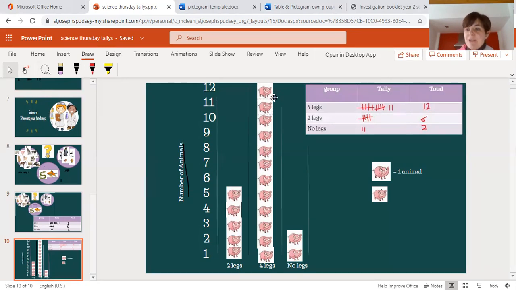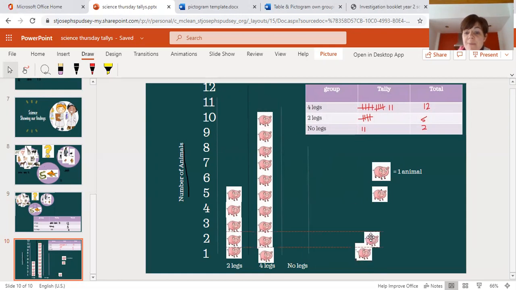Now, in a pictogram, what you do is you use a picture to show or represent something. So I've used one pig to represent one animal. So what I'm going to do is I'm just going to clip a couple of these pigs off, and then we're going to make sure that we've got the right number on, so that helps you to understand how you're going to do your pictogram today.